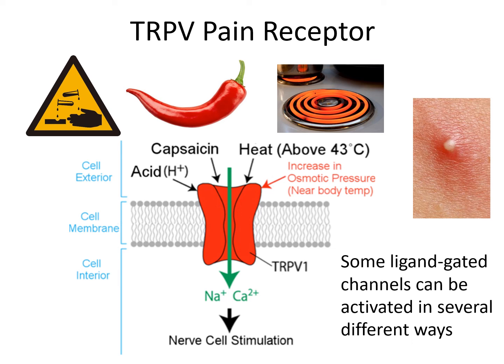that puts pressure on the cell because we have lots of interstitial fluid around it. Again, that changes the shape of the channel. So all of these different stimuli will cause the channel to open, and it'll trigger that pain receptor, which will then send a signal back to the brain, and your brain will interpret that as pain.